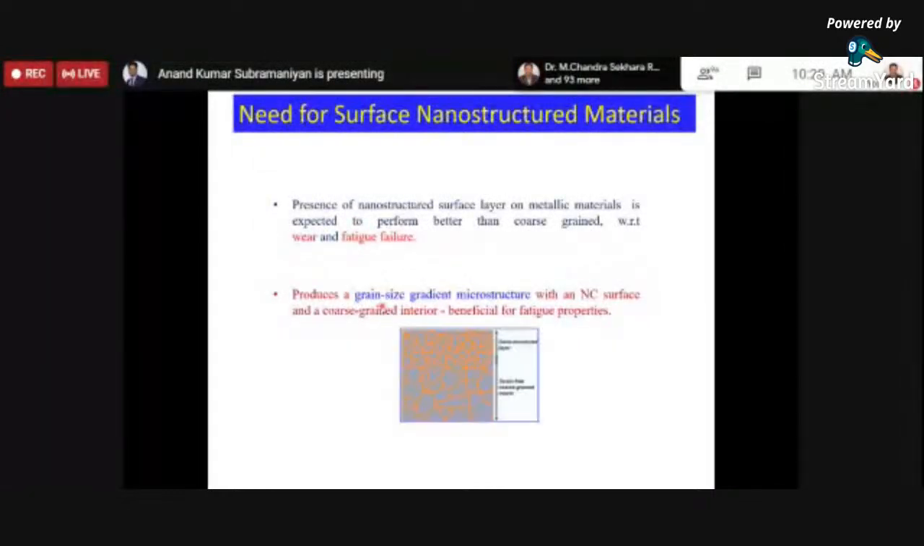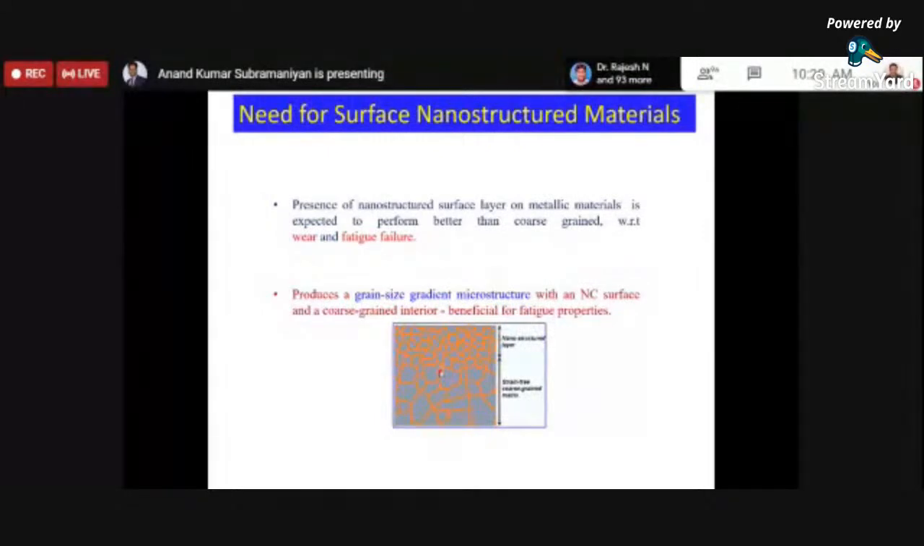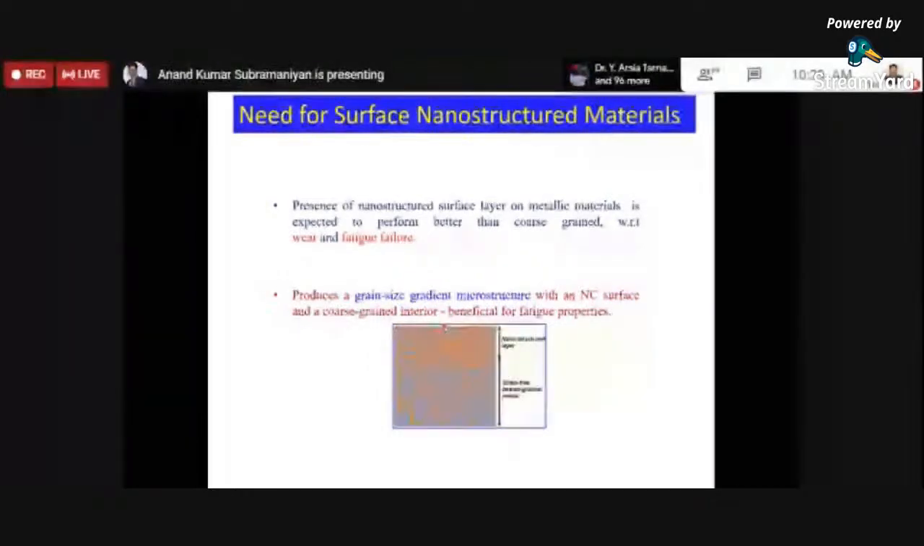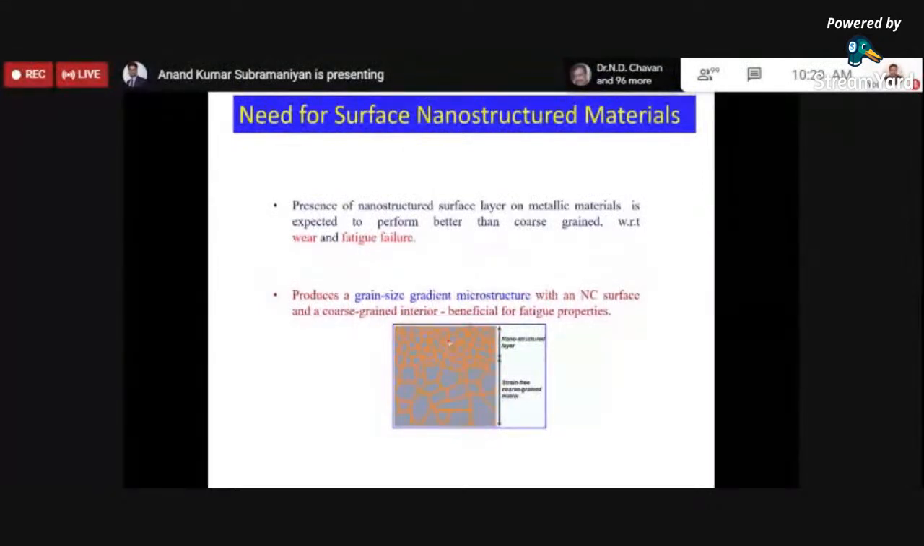So this is how the grain size gradient microstructure would look like. As I said, on the top surface of the material, we will have a nanostructured layer like this, and in the bulk, you will have a coarse grained matrix. So basically, this nanostructured material is going to be helpful in increasing the fatigue crack initiation resistance. The crack has to initiate, for which if you make the material harder, the initiation resistance will go high, right? And thereby we can improve that particular phase of the fatigue life, the fatigue crack initiation life.